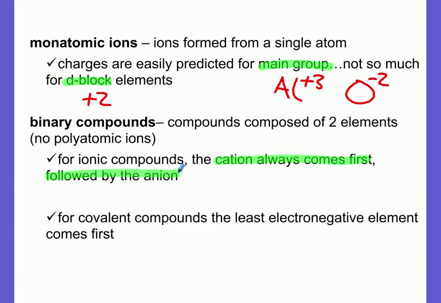The aluminum has to come first because it's the positive cation. Remember when we talked about that before, you remember which one's which. Cat has that T in it. Those are the positive ones. Anions are negative.